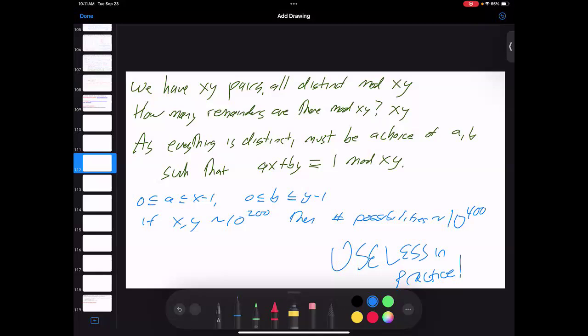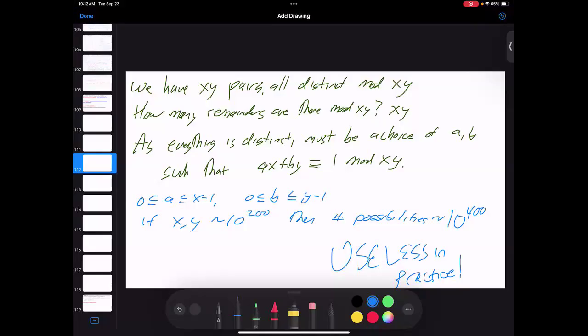So somebody give me a number on a clock with 12 hours. 5. Can you find something times 5 equaling 1 on a clock with 12 hours? 5 times 5 is 25. 5 is invertible. Give me another number on the clock. 7. 7 times 7 is 49. Give me another number on the clock.